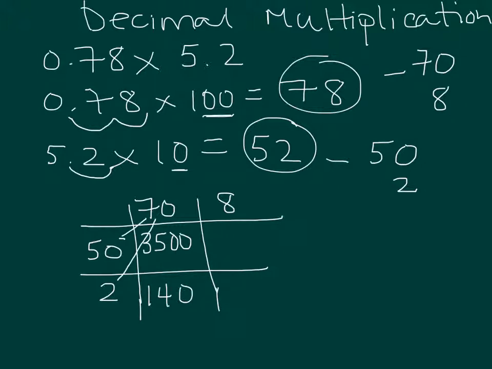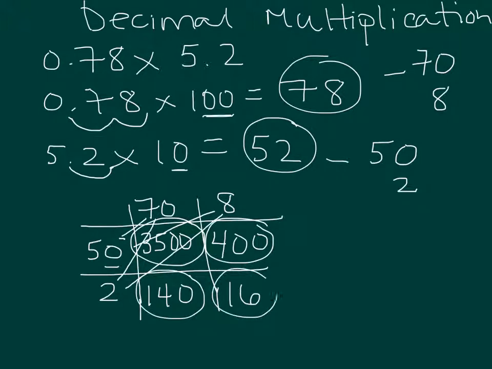Then you do the same thing. Now you take 50 and you multiply it by 8. Well, 8 times 5 is 40. Add in the 0, 400. Then you take 2 and you multiply it by the 8. 2 times 8 is 16. So now you have 3,500, 400, 140, and 16 as answers. Well, what do we have to do to all those answers? We have to add them up.